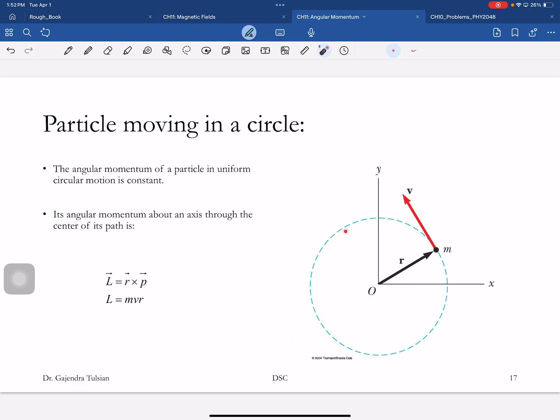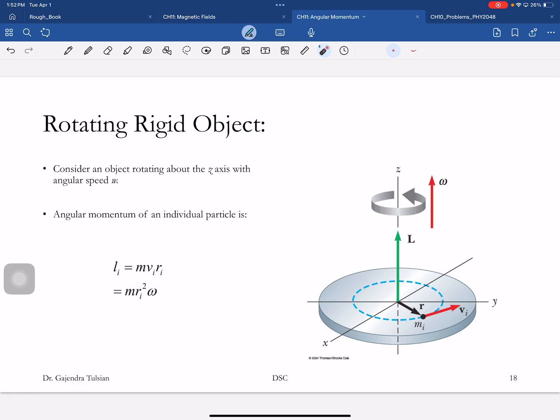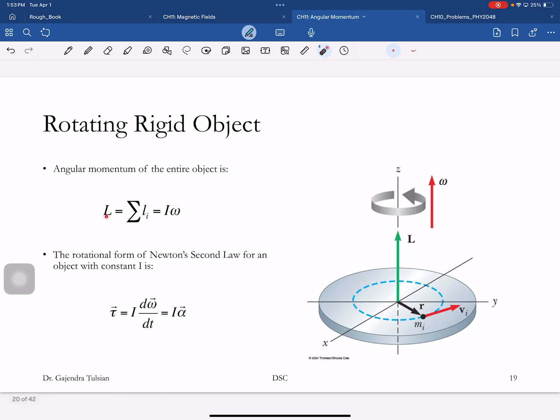For a particle going in a circular path, the angular momentum is mvr. So for a rotating rigid object, for a rotating disk, for the entire disk, you just sum up over all the particles, and the total angular momentum is the sum of the angular momentum of all these particles. That turns out to be the moment of inertia of the disk about that axis times the angular velocity. So for a rigid object, L is I omega, and this is the parallel of mass times velocity.